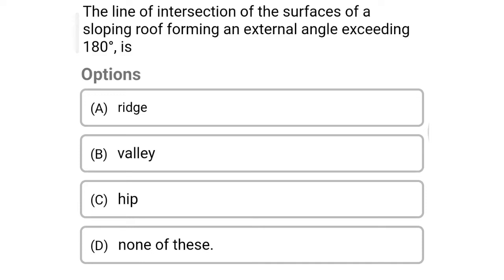Today we are going to see the MCQ related with building construction in the topic of masonry construction. So the first question, the line of intersection of the surface of sloping roof forming an external angle exceeding 180 degree is option A ridge, option B valley, option C hip, option D none of this. So the correct answer is option C hip.